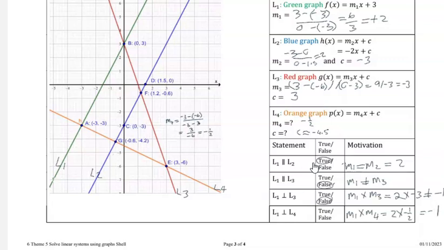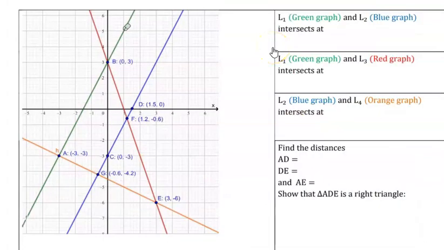give me negative 1. If we look at line 1, which is the green graph, and line 2, which is the blue graph, we know that M1 is equal to M2, so L1 is parallel to L2, so they will never intersect. They are parallel to each other, and they have different C values.